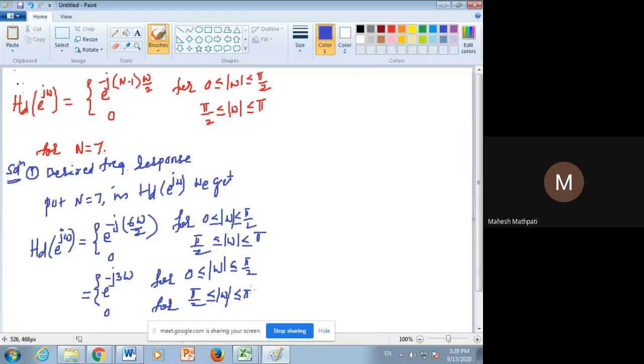So what I have done simply, whatever is given here, I have substituted the value of n as 7. So I have written it as 6 omega, 7 minus 1 is 6, 6 omega by 2. And the limits remain the same. Then 2 ones are 2, 2 threes are 6, so I have written it as e power minus j 3 omega. The rest is all going to be the same.